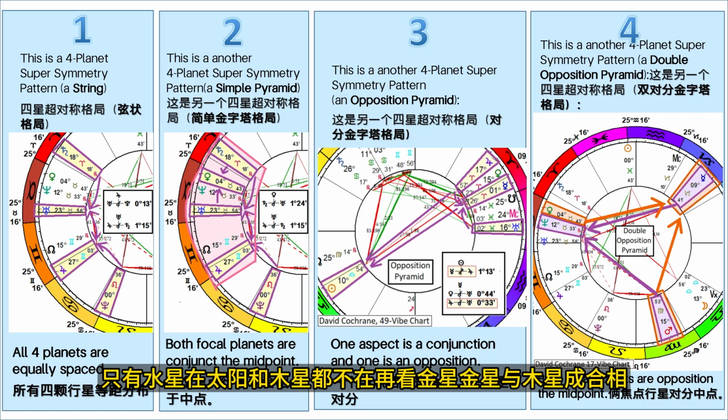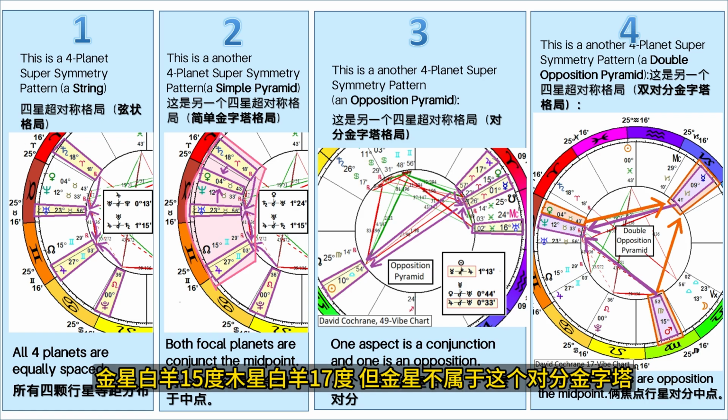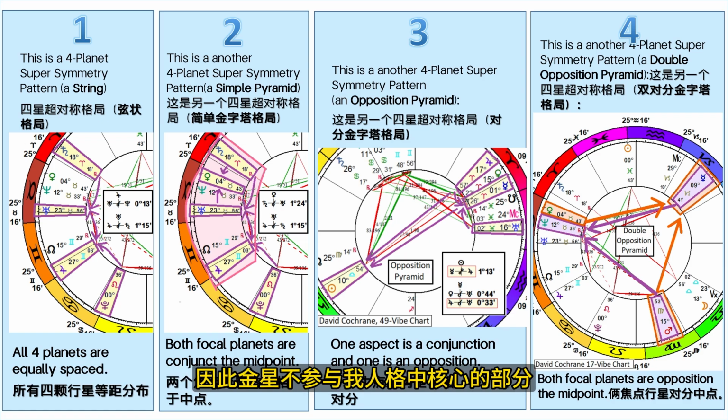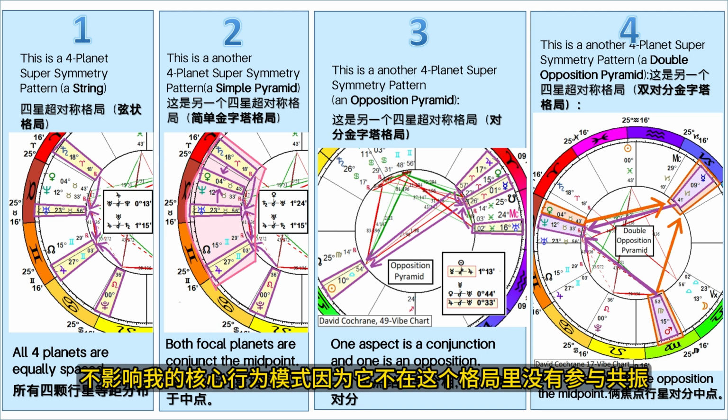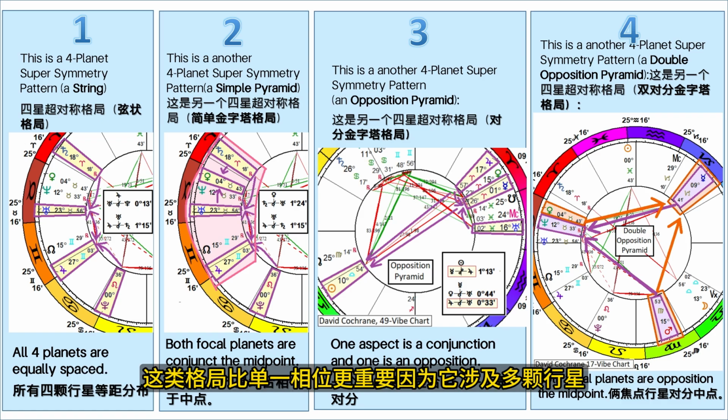So Venus, which happens to be conjunct Jupiter, Venus is at 15 Aries, Jupiter is at 17 Aries, but Venus is not part of the opposition pyramid pattern. And therefore, Venus is not an important part of my personality, an important part of my behavior. It's not part of this configuration. It's not participating in it, because these configurations are more important than one particular aspect, because they involve a lot of planets.